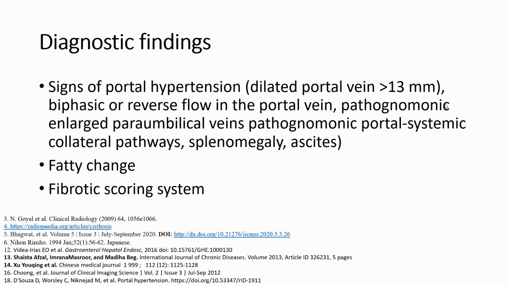Continuing with the diagnostic findings after the appearance of the liver, we have to find some signs of portal hypertension, so we look for a dilated portal vein with diameter more than 13 mm, to-and-fro or reverse flow in the portal vein, recanalized paraumbilical vein, and collateral pathways, splenomegaly, and ascites. We look for fatty change of the liver. We look for the fibrosis scoring system.